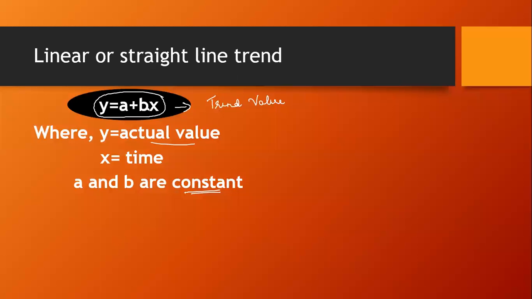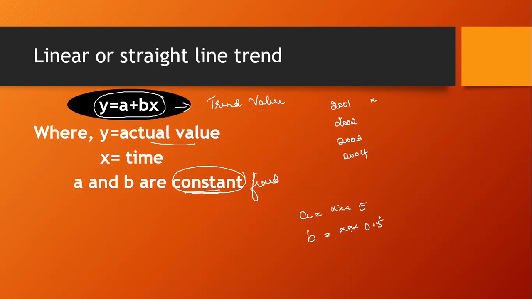Now a and b, as I said, are constants. Constant means it is fixed. For example 2001, 2002, 2003, 2004, consider there are 4 years. You will get one a value, and you will get a b value too. Now this a and b value has to be constant throughout. When we apply this formula, the a and b values do not change for all the years. It remains constant. For example, consider you have got a value 5 and b value 0.5.